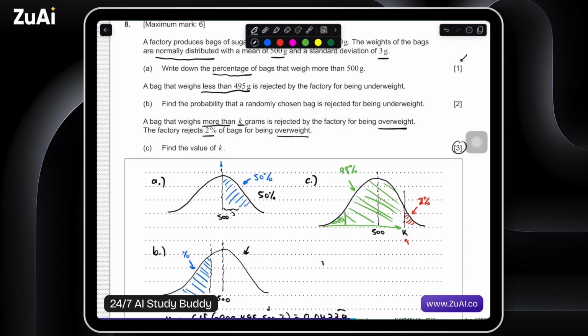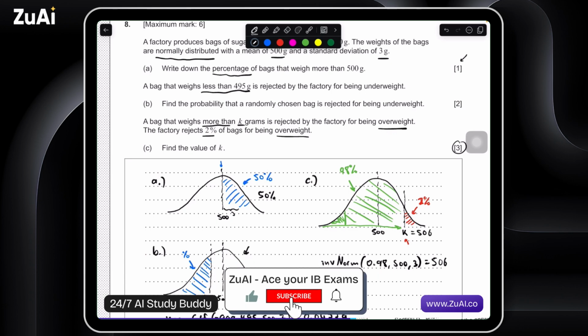So this is what we did. We did inverse normal, and we fed in an area of 0.98 with a mean of 500 and a standard deviation of 3. And we got a result of 506.16, or just 506. So what do we know? We know that this k value is equal to 506.